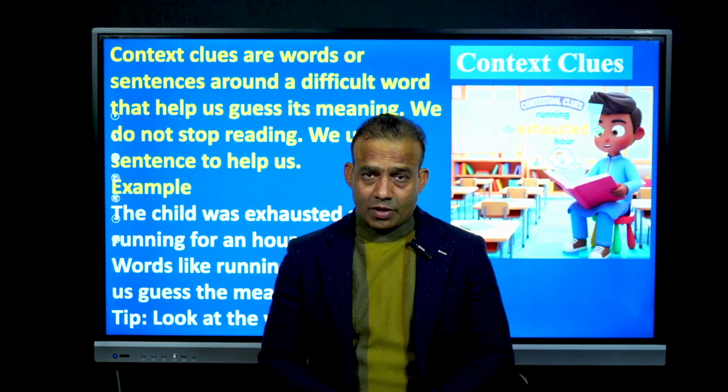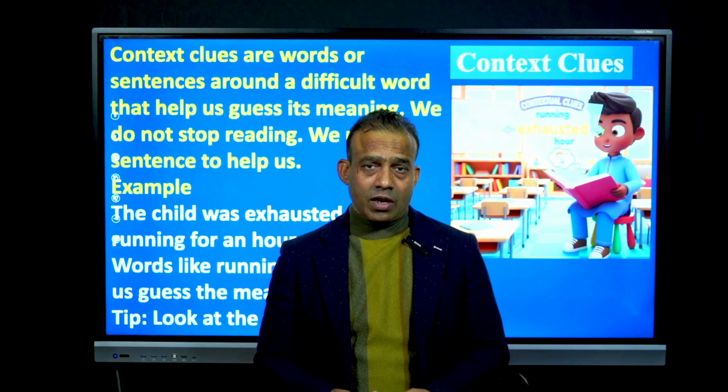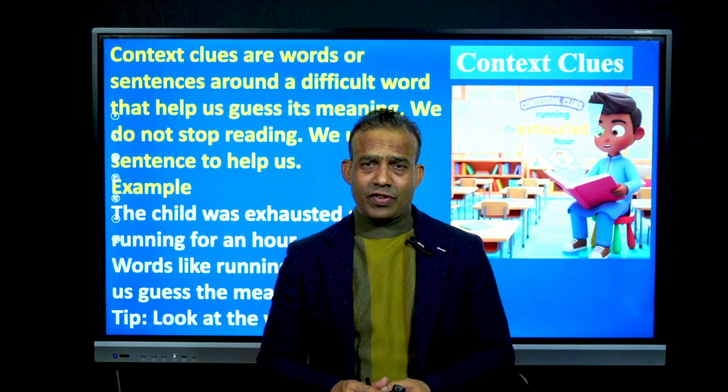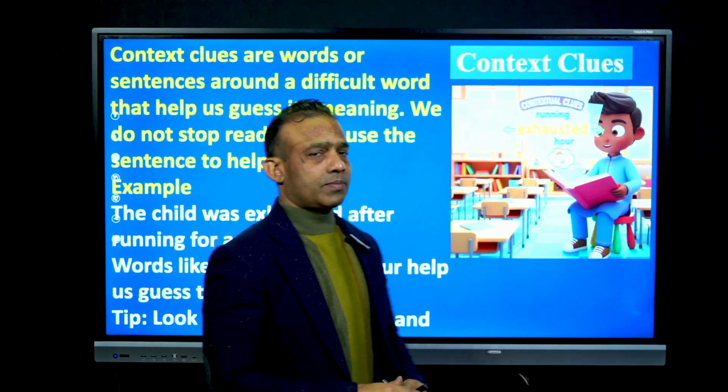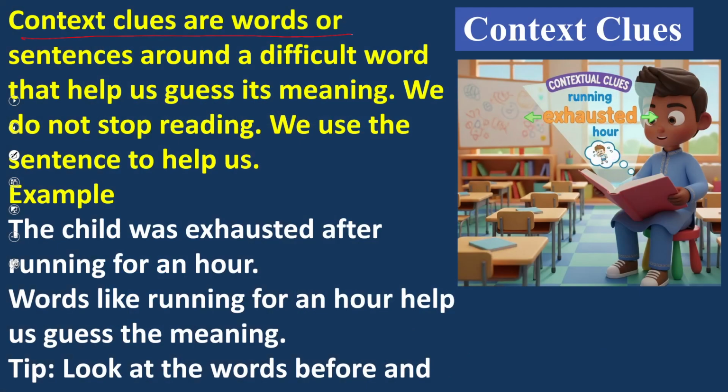Dear learners, first of all, we are going to have a brief introduction or the definition of contextual clues. Look at this. Contextual clues are the words or sentences around a difficult word that help us guess its meaning. We do not stop reading. We use the sentence to help us. It is very clear that whenever we read a text, and if a difficult word comes, we don't stop our reading and try to guess what its meaning will be. Now, look at the example.